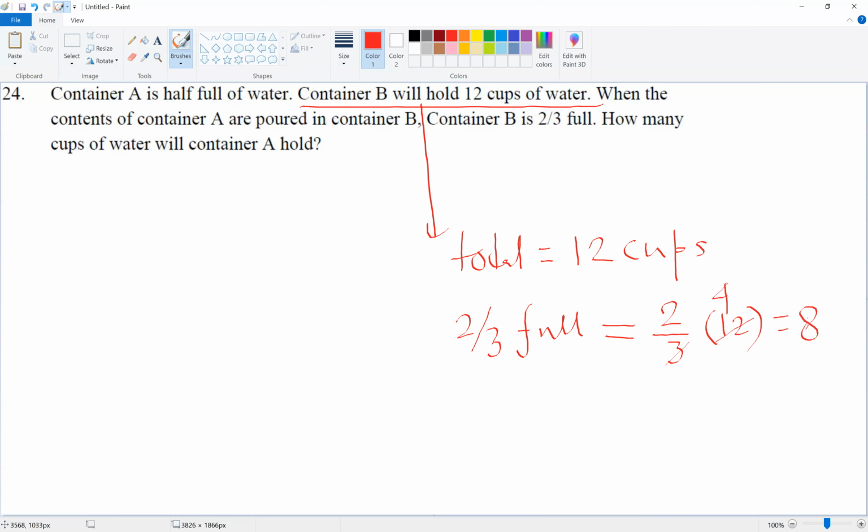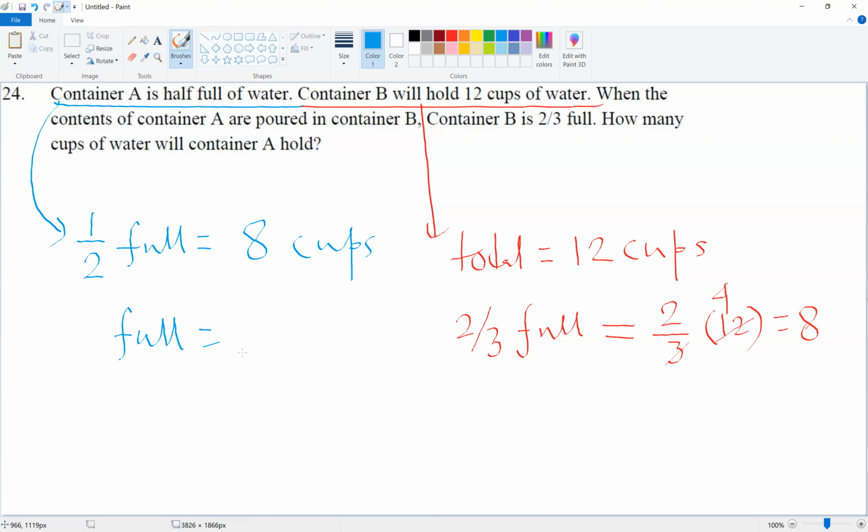Okay, next. Now, if you pour it back into A, it would be half full. So the half full is 8 cups. So if you want to know how much a full would be, you just multiply times 2, which would be 16 cups. Correct.